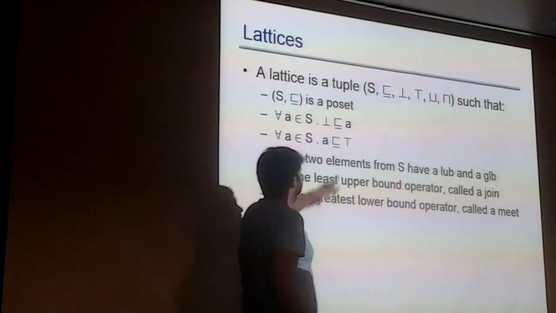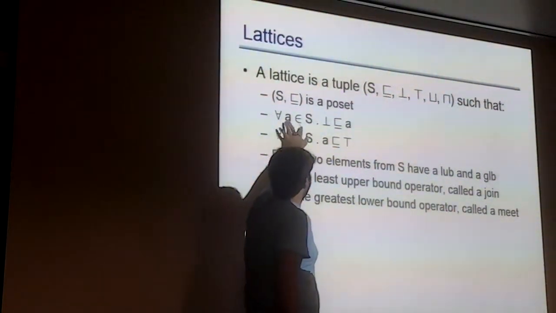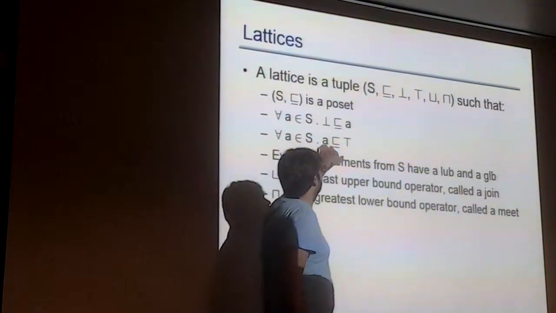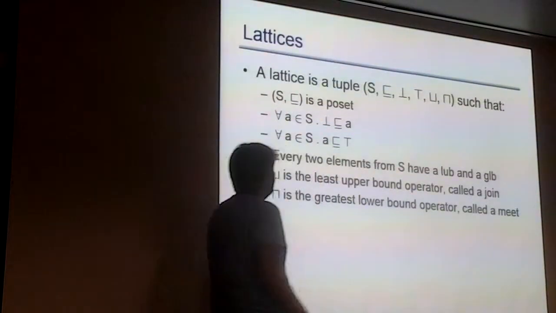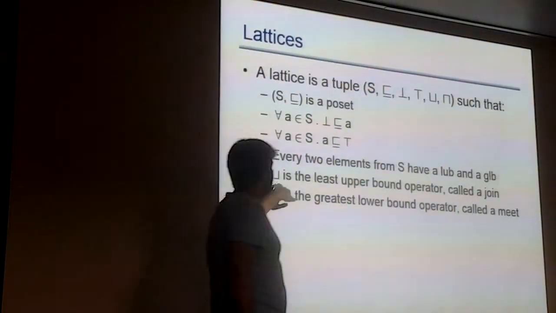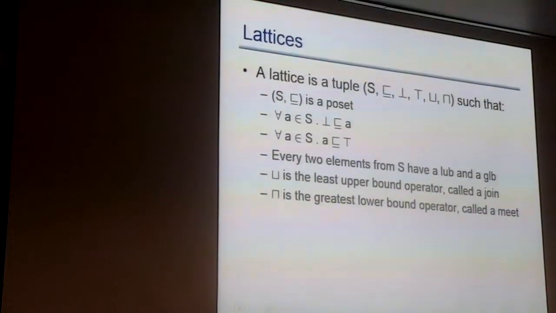So this is top. That's bottom. The property of bottom is that for any element of S, bottom is less than or equal to that element. For any element of S, A is less than or equal to the top. Every two elements in S have a join and a meet, and the join and meet operators are basically these things. The least upper bound is called a join, and the greatest lower bound is a meet. What's the difference of the least upper bound?